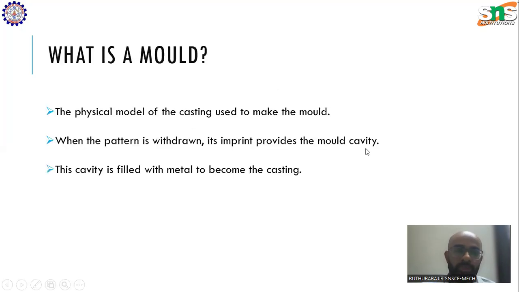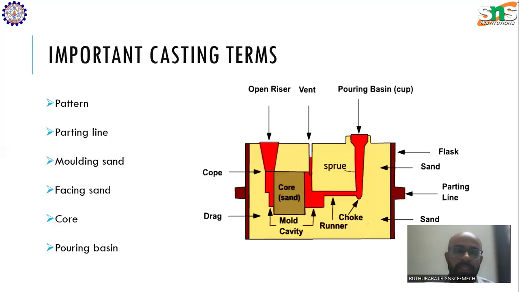So we have discussed about the pattern. Pattern is the replica of the object which needs to be made. It may be made of wood, wax, plastic, like that, even glass. So that's the pattern. Once the pattern is done, then it will be placed on top of sand to make the replica.